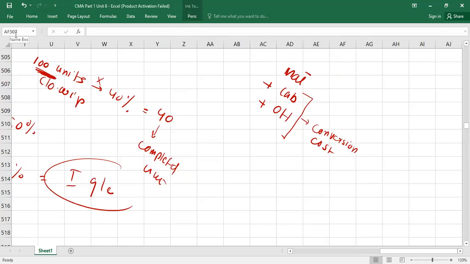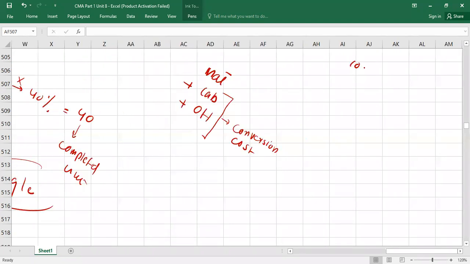Understood? Now in your exam question, he might give you, for example, that we have 100 units in closing work in process, but they are 40% complete with respect to material, assume. And they are, for example, 60% complete with respect to conversion cost. Now, how will you calculate equivalent units of production for material and equivalent units of production for what? Conversion cost.